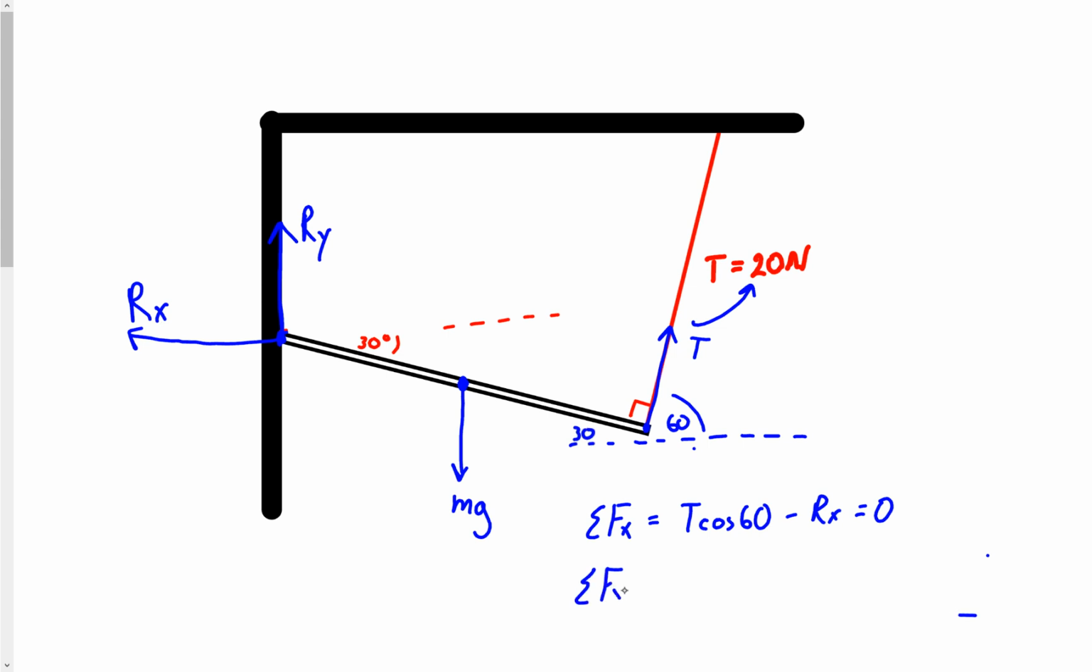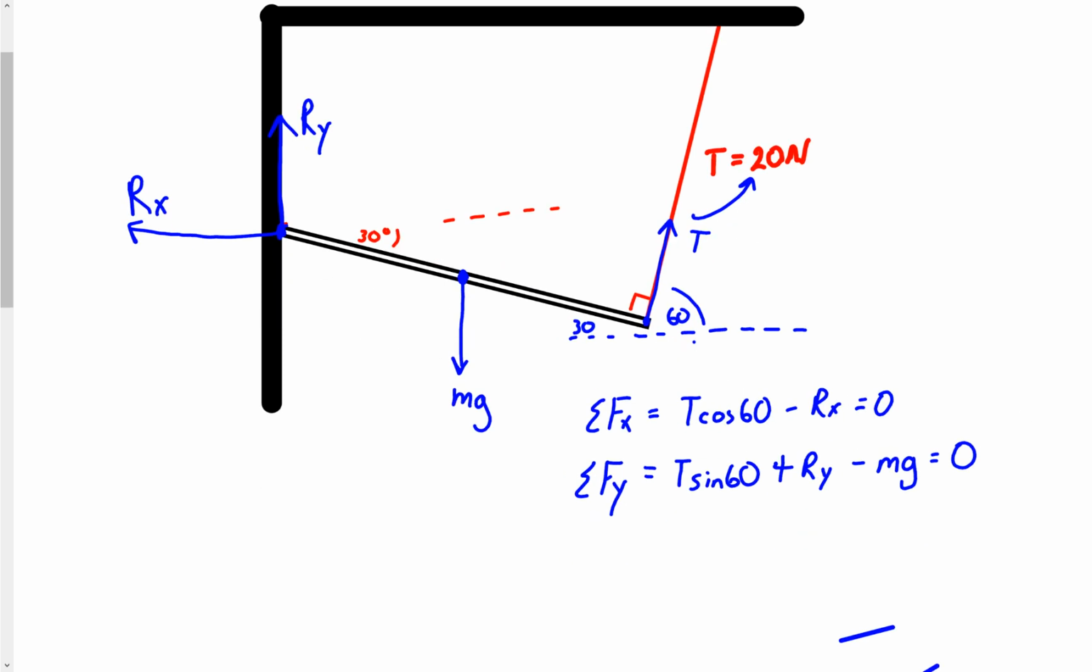And so now how about the sum of the forces in y? We've got a T sine of 60 pointing up. We've got plus an Ry, and now minus an mg, and we can set all that equal to 0. All right, so that looks good. So now here's the problem, though. We've actually got enough to go ahead and solve this problem. I don't know what it asks, but let's look.